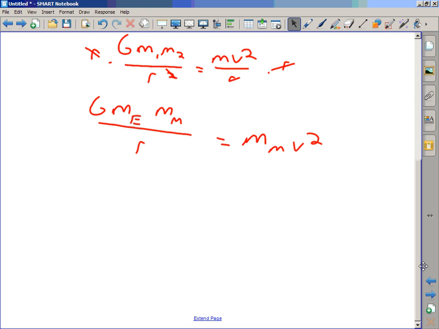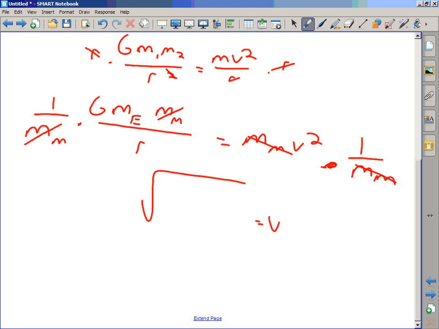Trying to get v by itself, divide both sides by the mass of the moon. And let me point this out. Dividing by something is the same thing as multiplying by 1 over that. Everybody familiar with this? Yeah? I'm multiplying by the inverse, so maybe I'll do it in that manner. 1 over mass of moon, right? That way the mass of the moon cancels over here, times 1 over mass of moon, and the mass of the moon is going to cancel over there too. Yeah? Leaving me with the velocity is going to equal the square root of G mass of Earth over r.